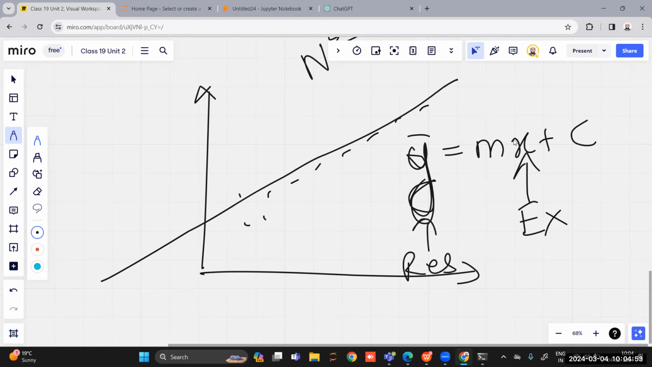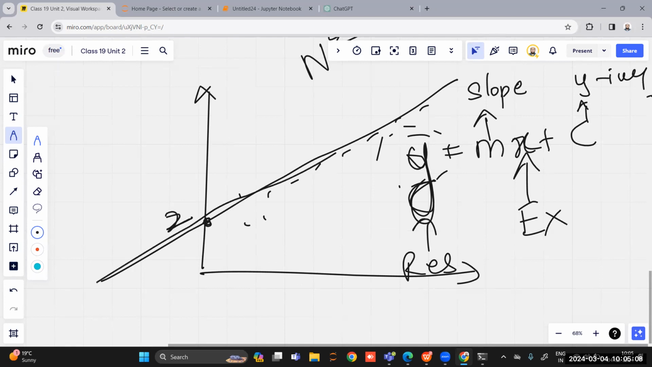When we enter the value of x, we'll get the value of y. So now what is m? M is the slope. In mathematics, it is known as the slope, and c is the y-intercept. Y-intercept means where the line is intersecting. Suppose here this line of the dot plot is intersecting at 2. So this will become y equals mx plus 2.